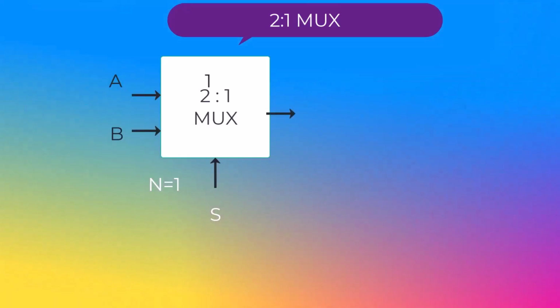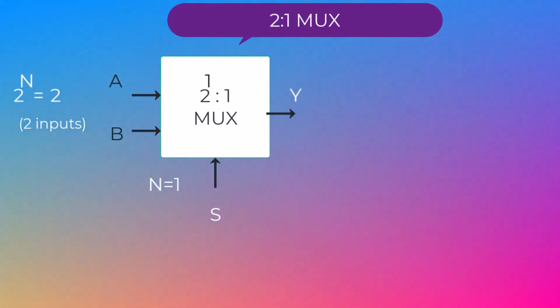Now we will see the 2:1 multiplexer, nothing but 2 power 1 to 1 multiplexer. It has one control input, that means n is equal to 1. So 2 power n is equal to 2 power 1, nothing but 2 inputs are available at the input side. Always we have only one output in any multiplexer.